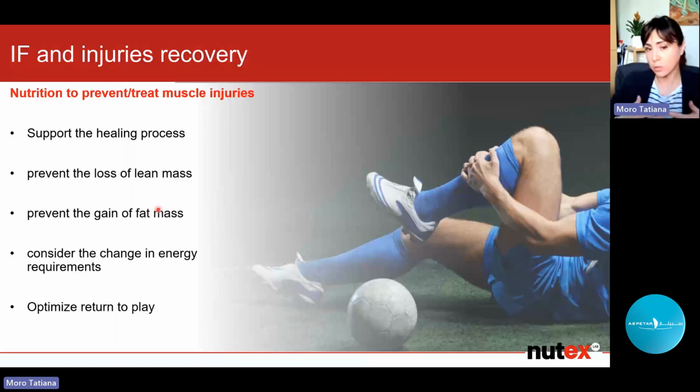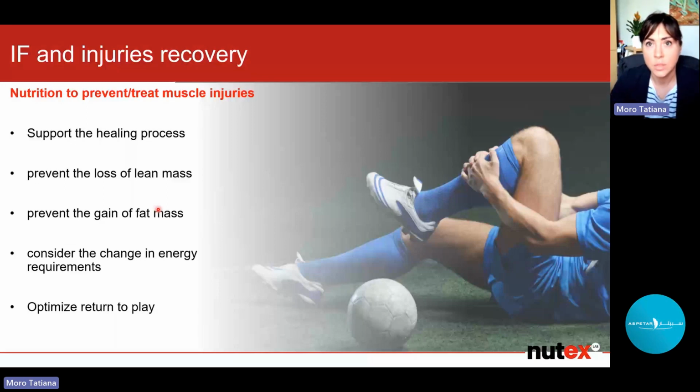There is limited research on nutrition to prevent or treat muscle injuries, but what we do know about nutrition in this case is that its role is to support the healing process, try to prevent the loss of lean mass, and at the same time prevent the gain of fat mass, because of course the athlete is not moving anymore, is not training anymore. It's very difficult to manage because you have to consider the change in energy requirement, and also put the athlete in the condition to optimize the return to play.